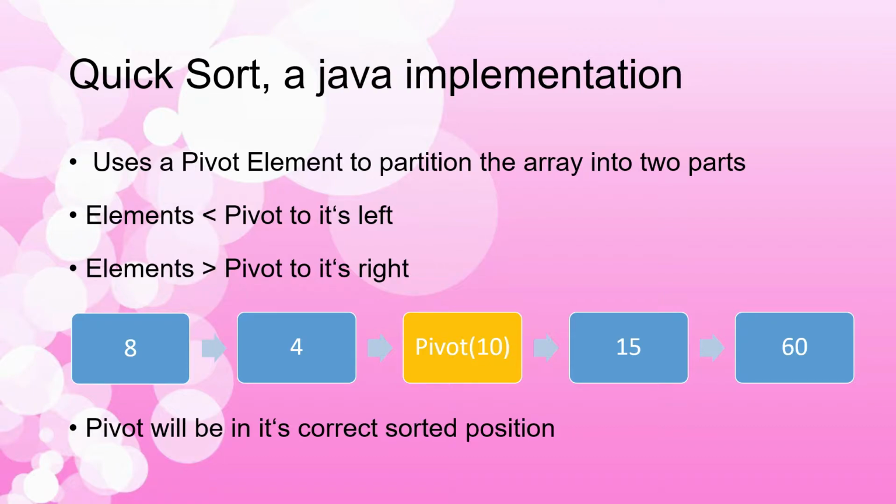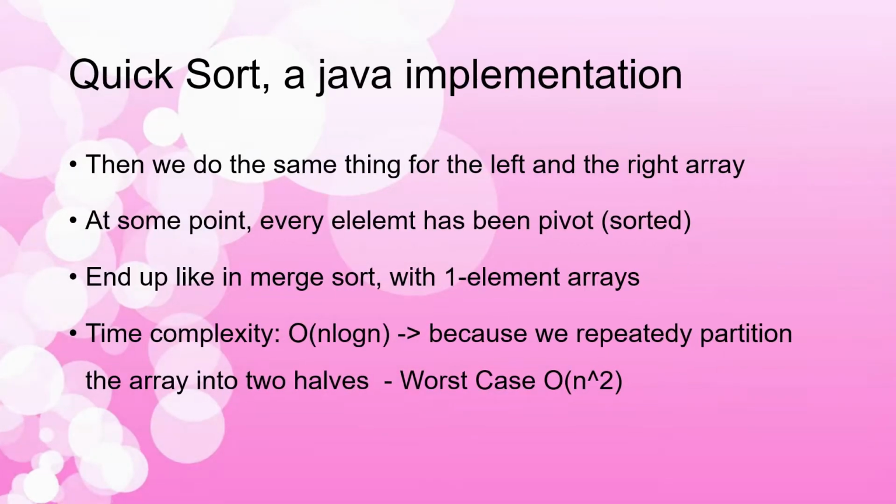The elements at the left side of the pivot are less than the pivot, and the elements at the right side of the pivot are greater than the pivot element, as you can see here in this demonstration. The pivot element will always be in its correct sorted position. Then we do the same thing for the left and the right side.